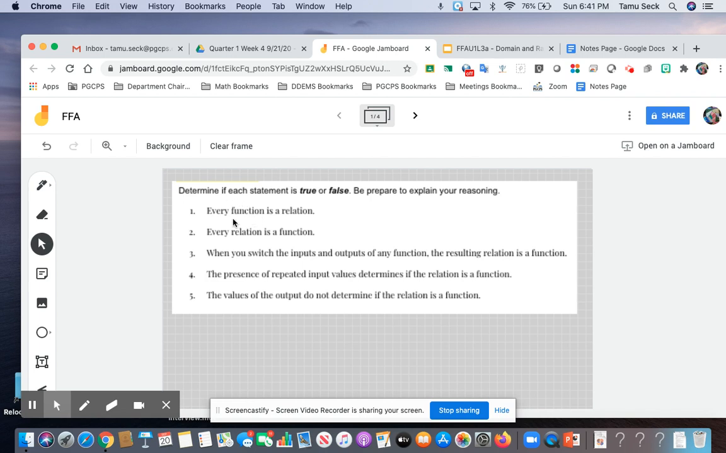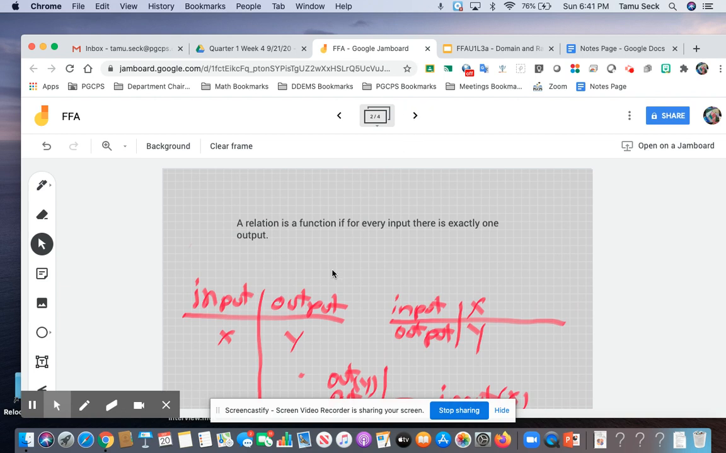So first vocabulary word is the word function. And the second vocabulary word is the word relation. Then we have the words input and output. So let's talk about what these mean before we answer these questions and determine if they're true or false. So we had talked about last week the definition of a function. A relation is a function if for every input there's exactly one output.